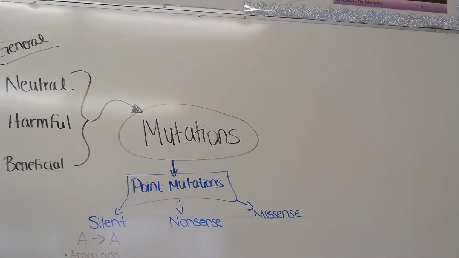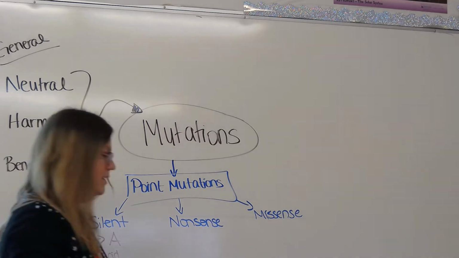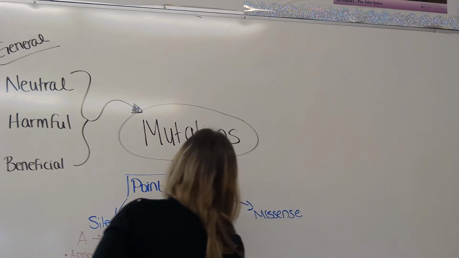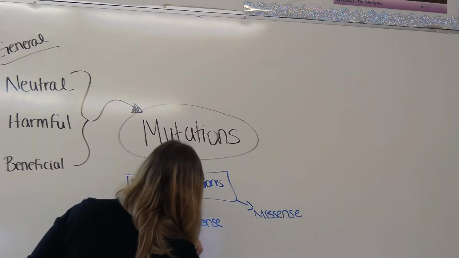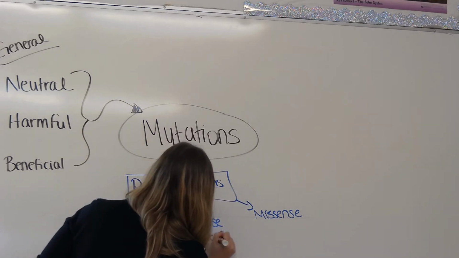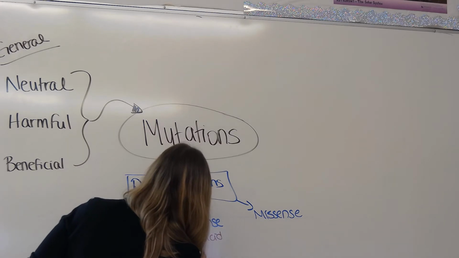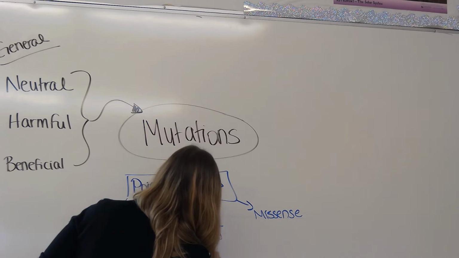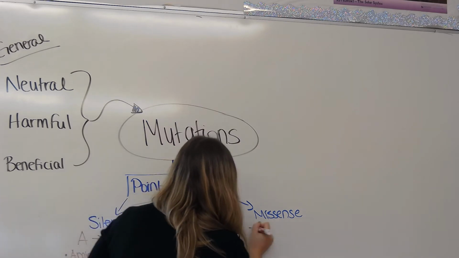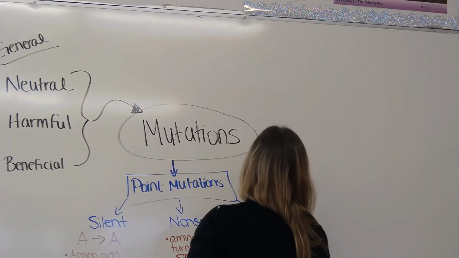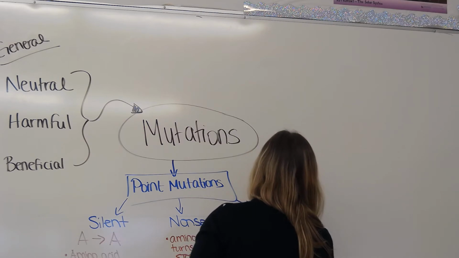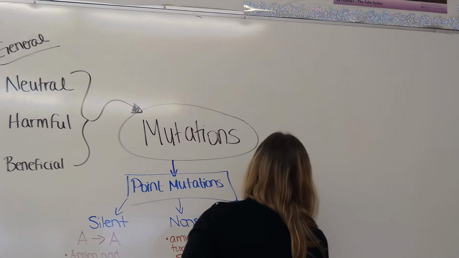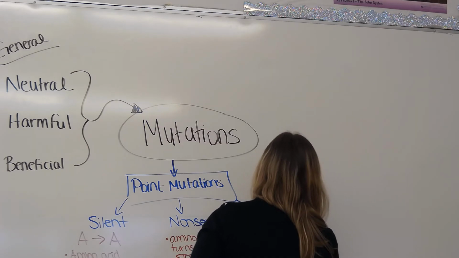Okay? And I will scroll that down when I'm done with this whole thing here. Nonsense mutation is an amino acid turns into a stop codon. And a missense mutation, again, is where you turn an amino acid into a different amino acid.